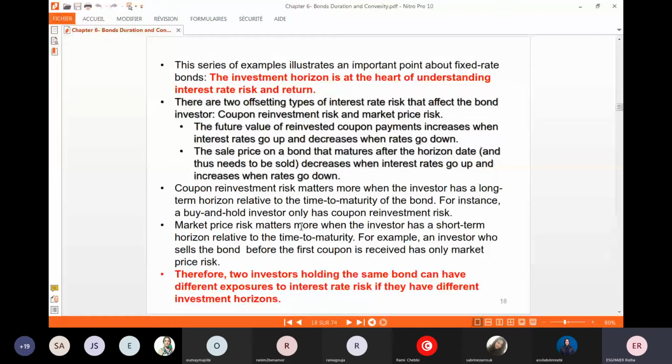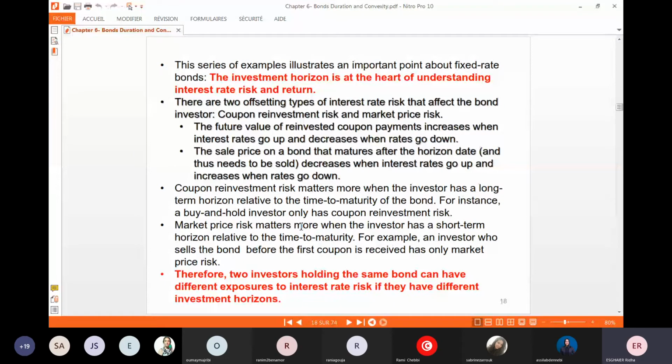نفس الانترست ريت هذايا of the market when it varies, it affects your reinvestment, because the coupons that you receive you can reinvest them at this rate. إذا كان الريت هذايا يطلع, your reinvestment will generate more money. إذا كان reinvestment rate باش يتيح, investment of the coupon will generate less money in the future.